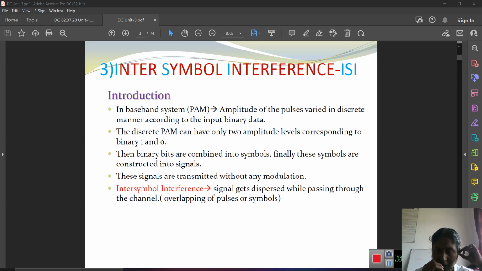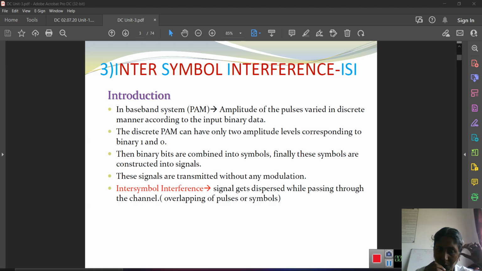The first topic is intersymbol interference, ISI. In baseband, the amplitude of the pulse is varied in a discrete manner according to the input binary data. The discrete PAM can have only two amplitude levels corresponding to binary 1 and 0. Then binary bits are combined into symbols. Finally, these symbols are constructed into signals. These signals are transmitted without any modulation.